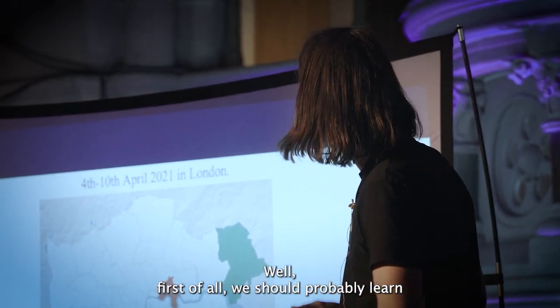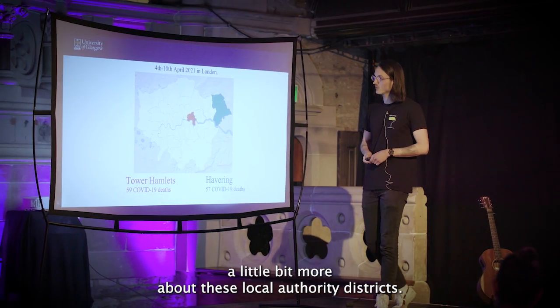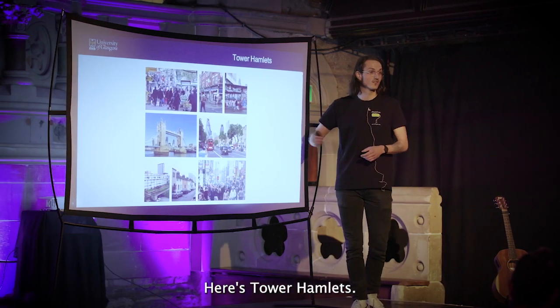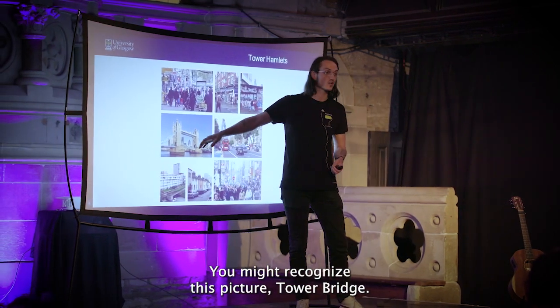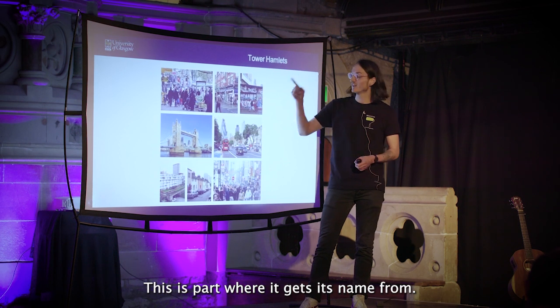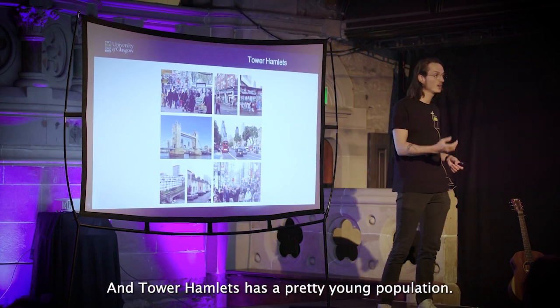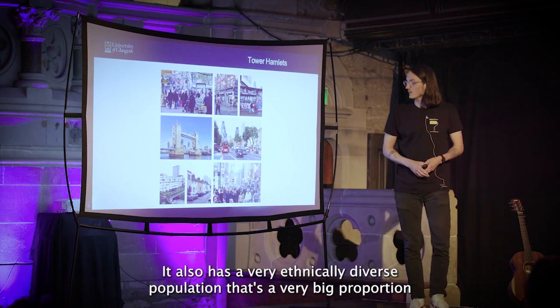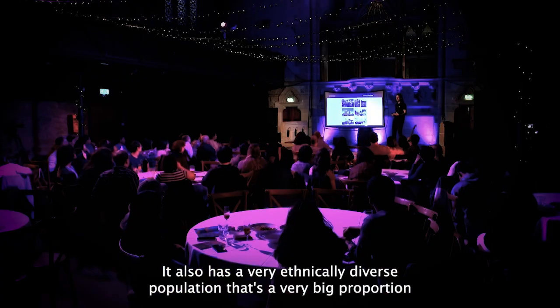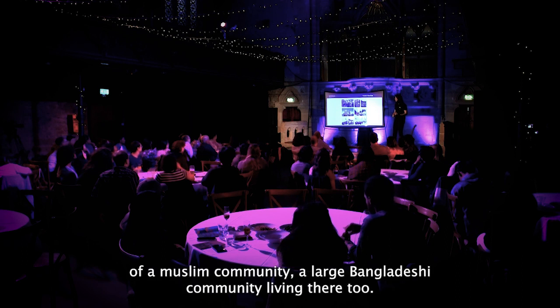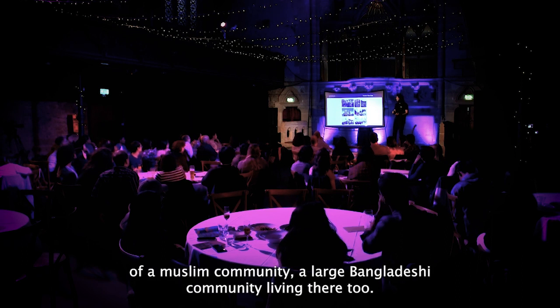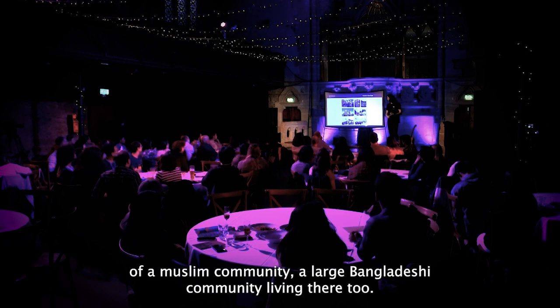Well, first of all, we should probably learn a little bit more about these local authority districts. Here's Tower Hamlets. You might recognize this picture, Tower Bridge. This is where it gets its name from. The Tower of London is also in here. Tower Hamlets has a pretty young population. It also has a very ethnically diverse population. There's a very big proportion of a Muslim community, a large Bangladeshi community living there too.